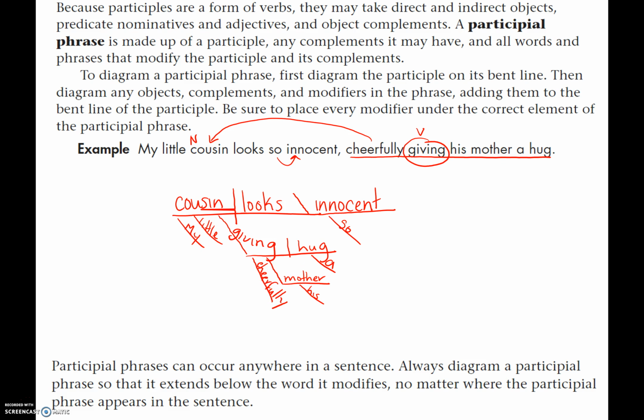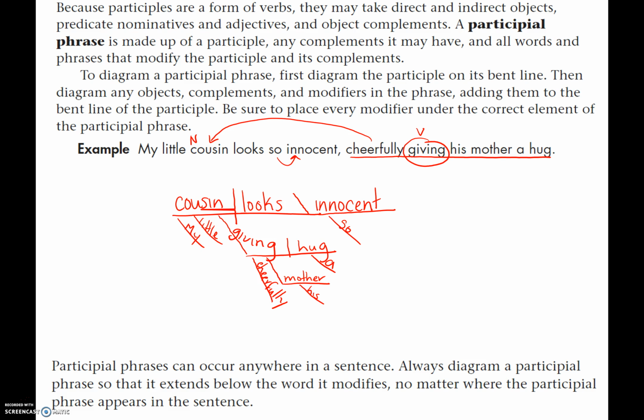So you can see how all of the pieces in the participle besides giving, I'm diagramming just as I have been this entire unit. Hug is a direct object, so it goes in the direct object place. Adjectives and adverbs go in the adjective and adverb places. Indirect objects go in the normal places for indirect objects.